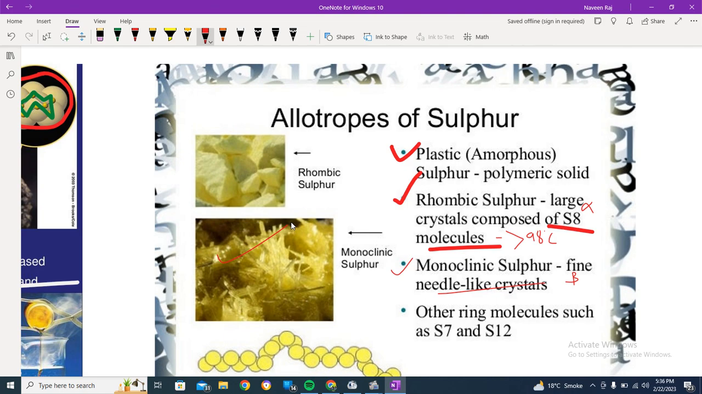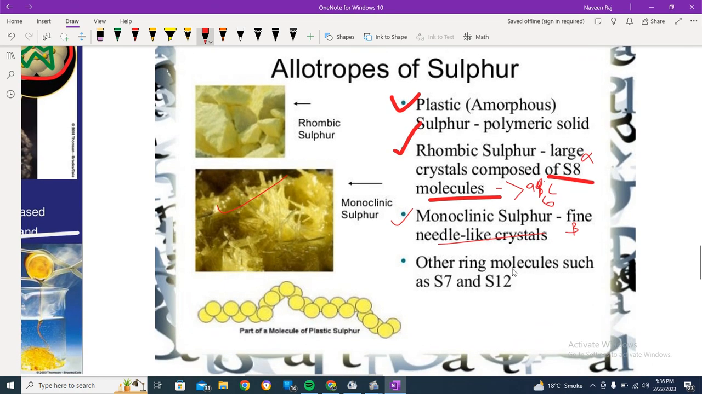Crystalline allotrope, unstable at room temperature. Of course, this is above 96 degrees Celsius. I just made a mistake over here. This is 96 degrees Celsius. You can see it is insoluble in water and soluble in organic solvent, and again this is an S8 compound. Moving forward, we have other ring molecules such as S7 and S12.